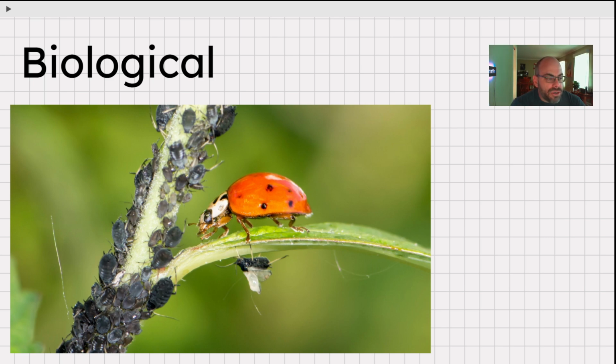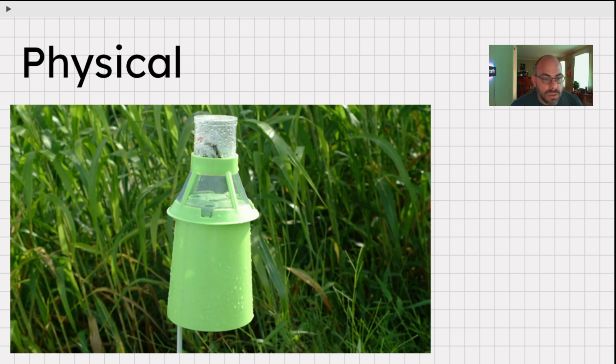First of all is the biological method to eliminate pests. Most pests have something that preys on them. Not all, but most. So biological controls involve introducing natural predators, like this ladybug, which is a great example. These little bugs on the leaf are called aphids, and this ladybug just loves them. Introducing parasites and pathogens into the environment against these pests is another way to do this, as long as, of course, they don't cause harm to us.